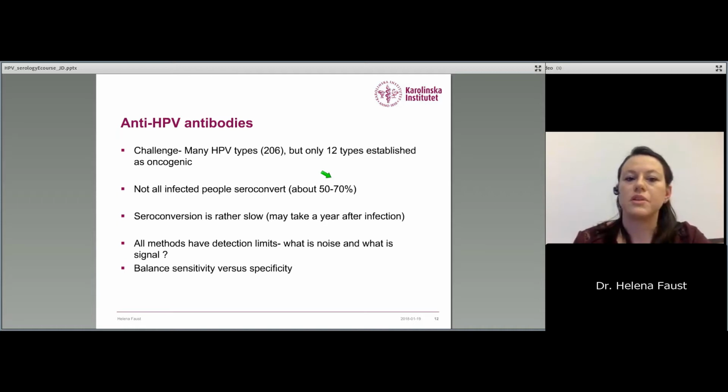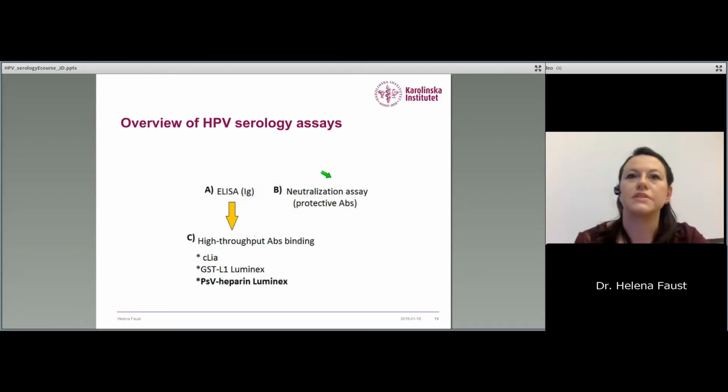And of course, all methods have detection limits. What is noise and what is signal? And having a balance between sensitivity and specificity is always also a key question. Good news here is that HPV-specific IgG antibodies are very stable and they are detectable over decades.